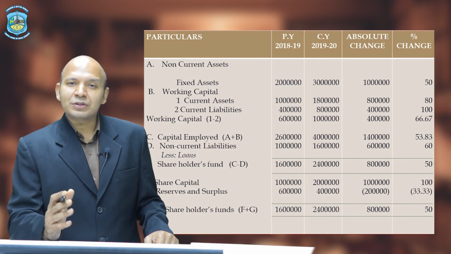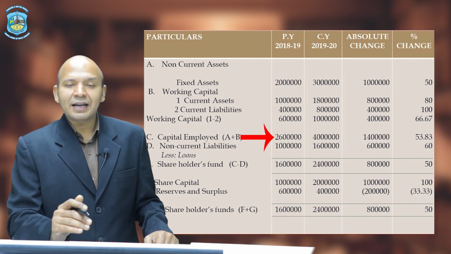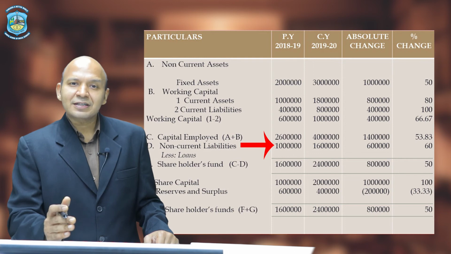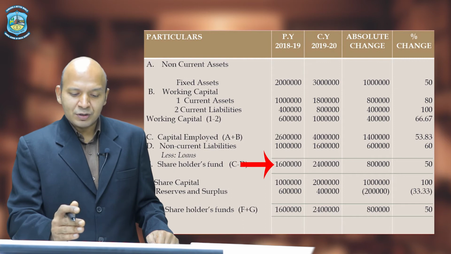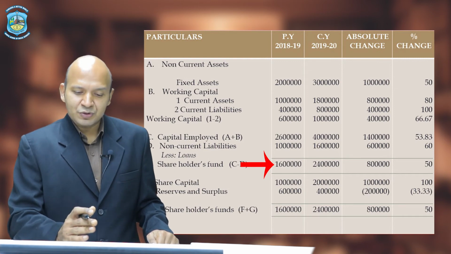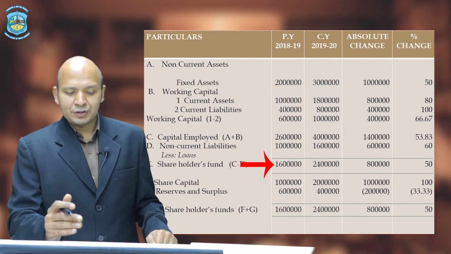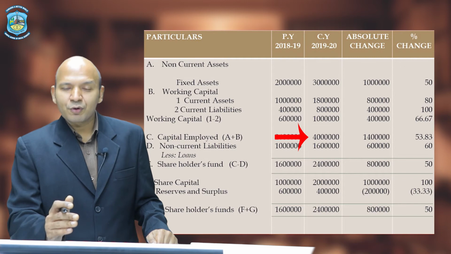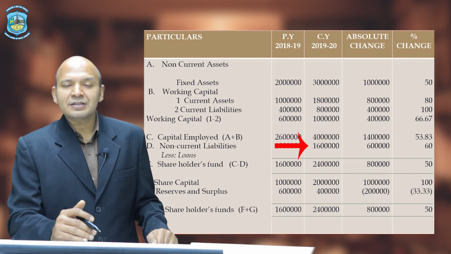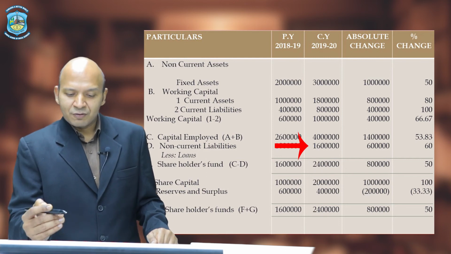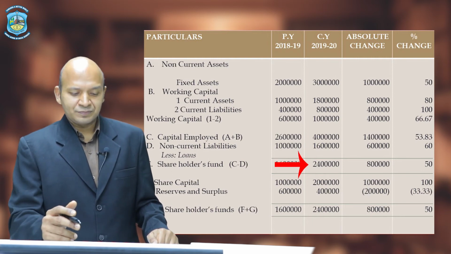For the previous year 2018-19, capital employed was 26 lakhs, non-current liabilities was 10 lakhs. So 26 lakhs minus 10 lakhs, the difference amount is 16 lakhs. So shareholders fund for the previous year 2018-19 is 16 lakhs. Same way we will be calculating it for the current year. Capital employed for 2019-20 was 40 lakhs. Non-current liabilities was 16 lakhs. 40 lakhs minus 16 lakhs, the difference amount is 24 lakhs.